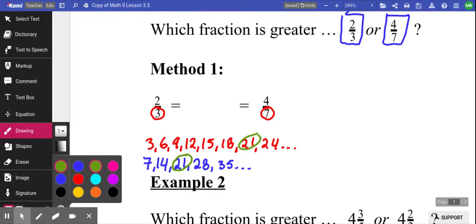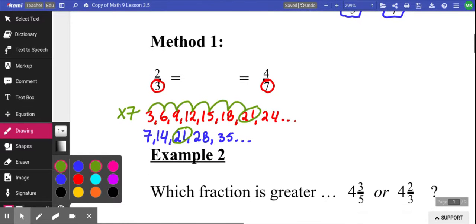If I wanted 3 to become 21, I would have to multiply by, this would be by 2, by 3, by 4, by 5, by 6, by 7. If I multiply by 7, 3 would become 21. If I wanted 7 to become 21, I'd multiply by 2, by 3. We've done a lot of multiplying to get common denominators in the last few days, so it shouldn't be too earth-shattering.